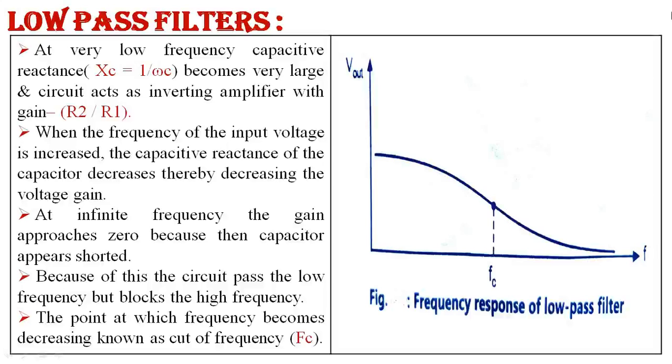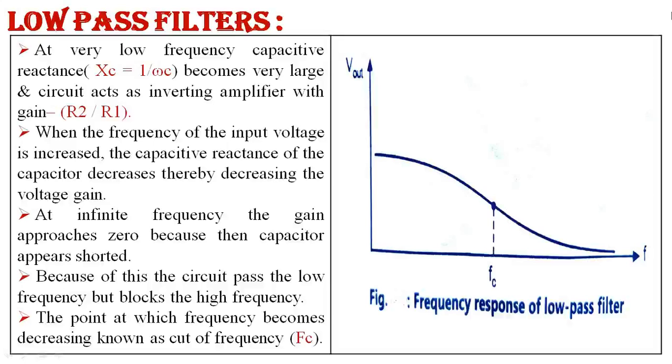When the frequency of the input voltage is increased, the capacitive reactance of the capacitor decreases, thereby decreasing the voltage gain. At infinite frequency, the gain approaches zero because the capacitor then appears as a short. Because of this, the circuit passes low frequencies but blocks high frequencies. The point at which the gain starts decreasing is known as the cutoff frequency.